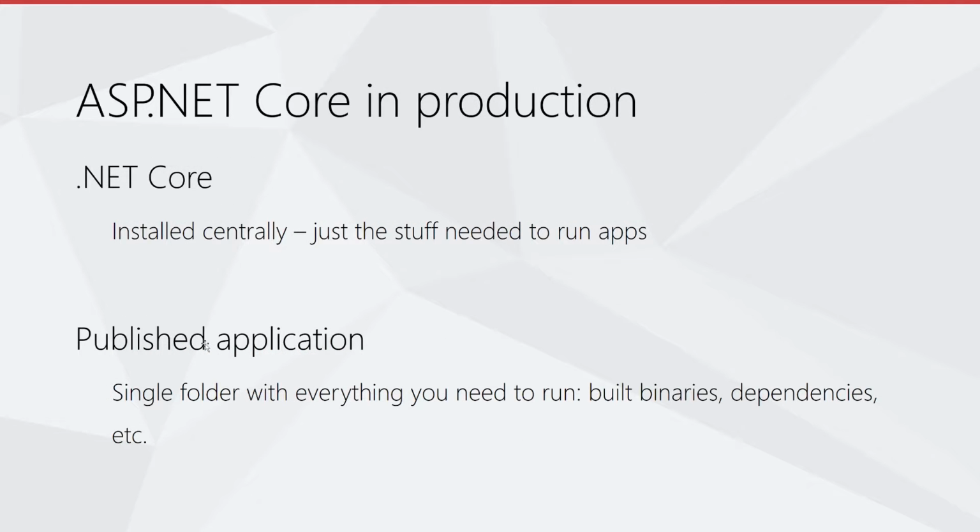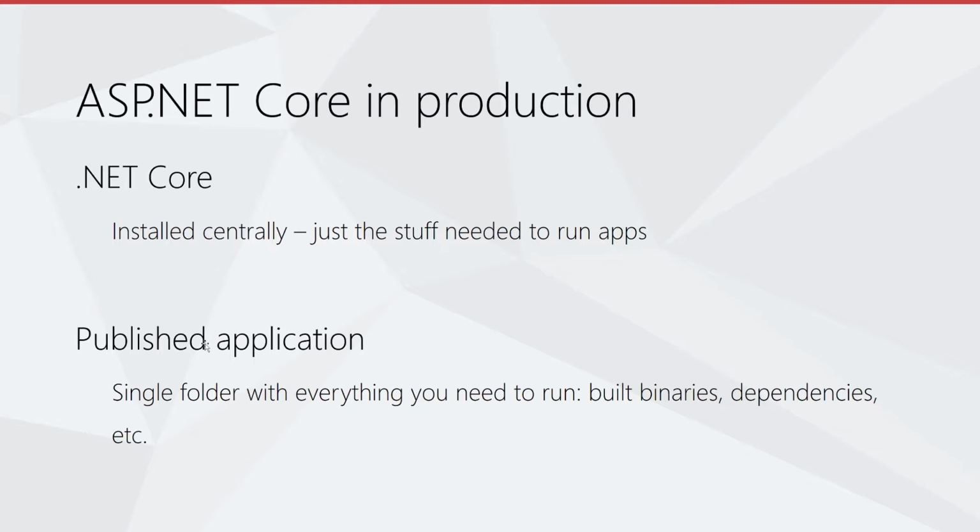In production, things are a little bit different. You run on .NET Core only. So .NET Core SDK and .NET Core are two different things. Keep that in mind. And when you publish your application, it comes up with everything you need to run that app. So you don't have to care about what other tools you have to install. It's all there.